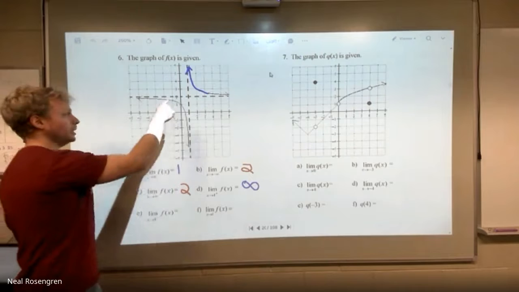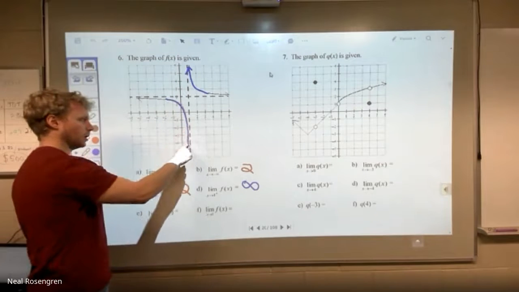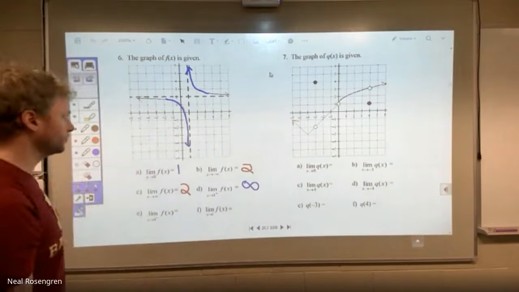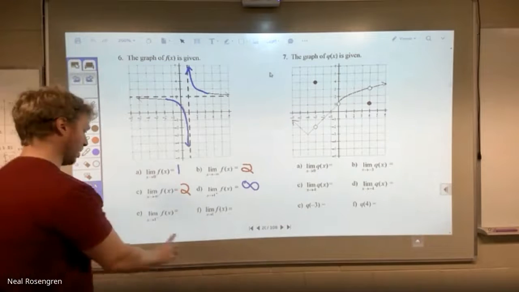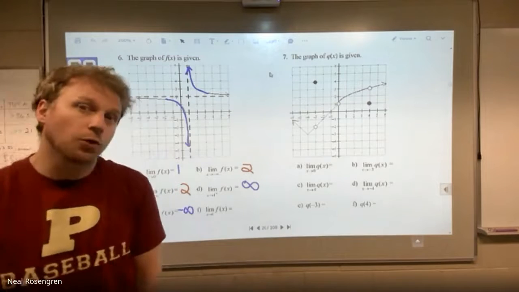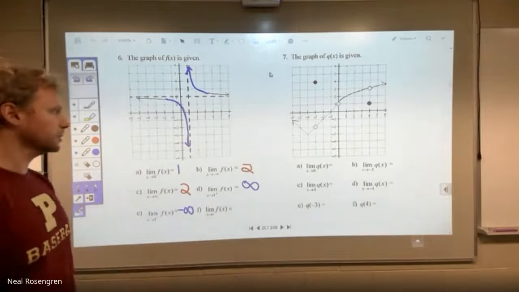For part E from the left, right? So I'm going to go, I don't know, a couple boxes over and just see what happens as I get pretty close to 1. Well, that one's going down forever. Okay, so negative infinity might be a good way to describe that, just a little bit better than does not exist.